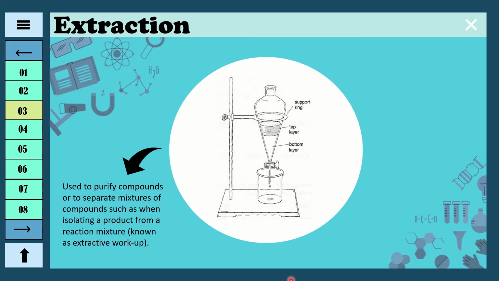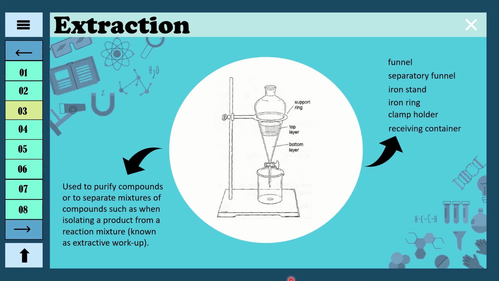Extractive workup simply means that the two products were immiscibly combined together because one solvent will react to one of the compounds in the mixture. Materials needed are the following. We have a funnel, separatory funnel, iron stand, iron ring, clamp holder, and receiving container like a flask or a beaker.